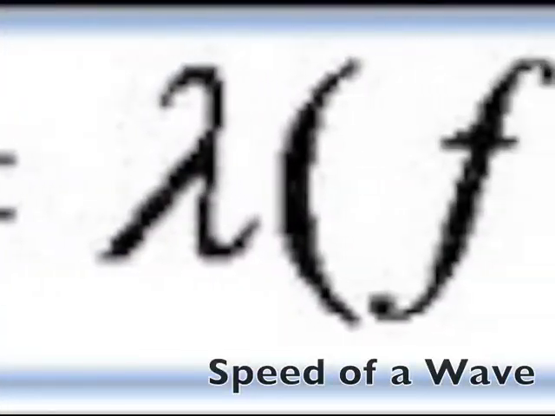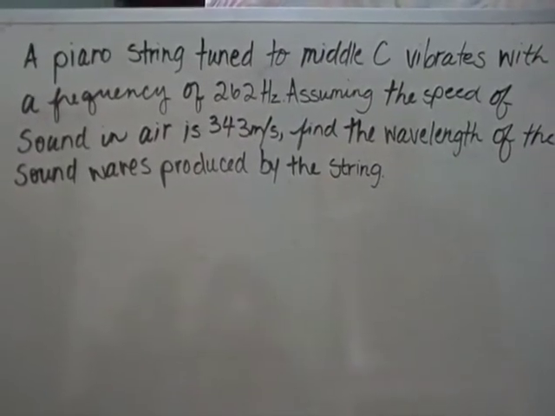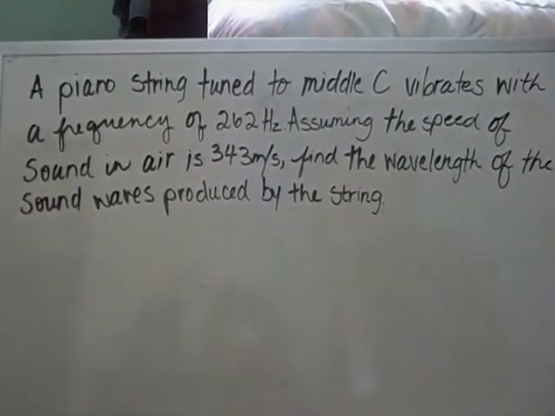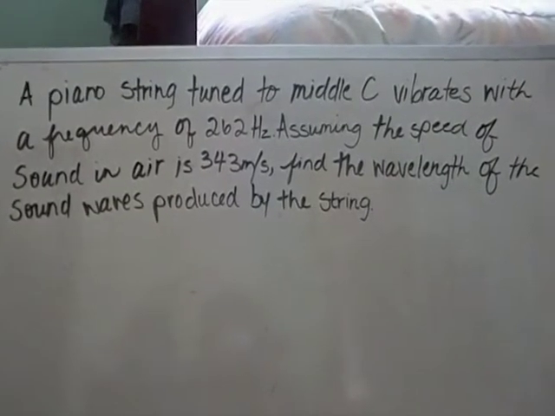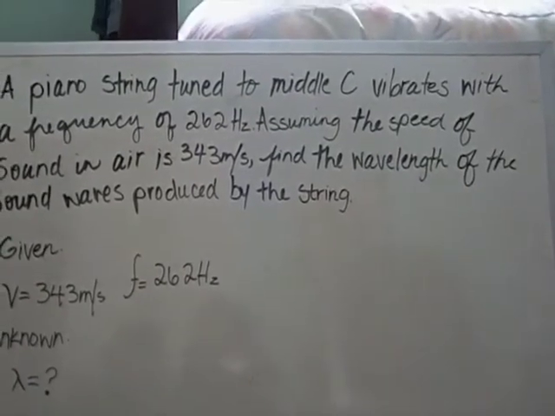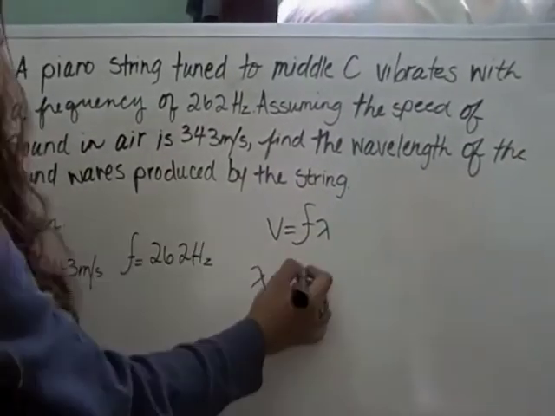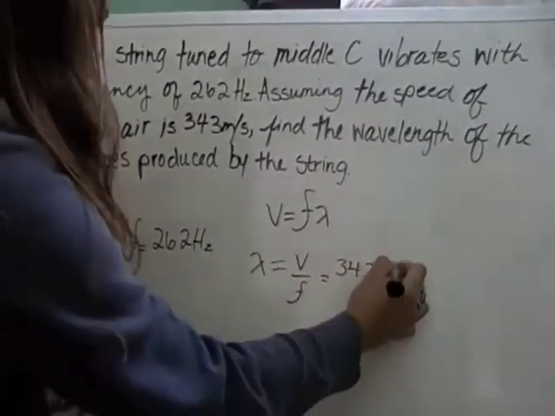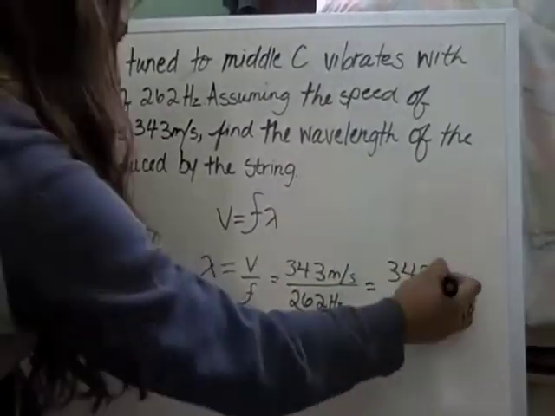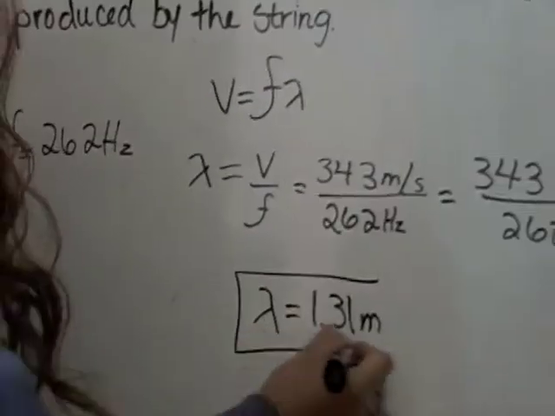This is the equation for speed of a wave. A piano string tuned to middle C vibrates with a frequency of 262 Hz. Assuming the speed of sound in air is 343 meters per second, find the wavelength of the sound waves produced by the string. Use velocity divided by frequency to calculate the wavelength, which is 343 meters per second divided by 262 Hz, which equals 1.31 meters.